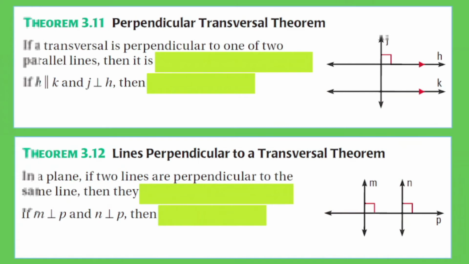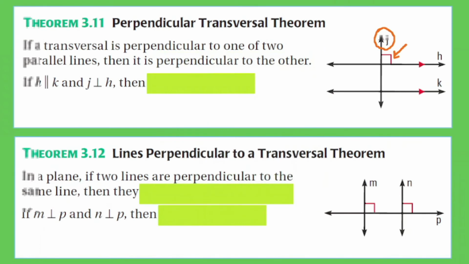If a transversal is perpendicular to one of 2 parallel lines. So here's our transversal that's crossing through those parallel lines. And this says that if it's perpendicular to one of the parallel lines, then it's perpendicular to the other. And I think that makes sense, because if that's a right angle, wouldn't my corresponding angle right there also have to be a right angle? So yes, it's going to be perpendicular to line K as well.